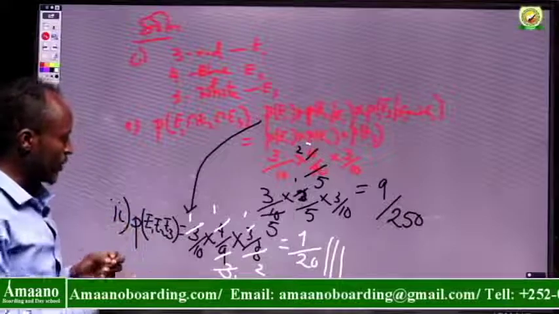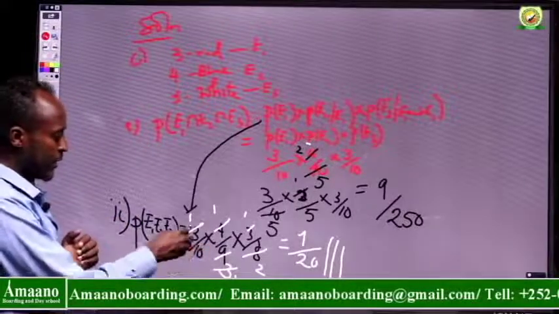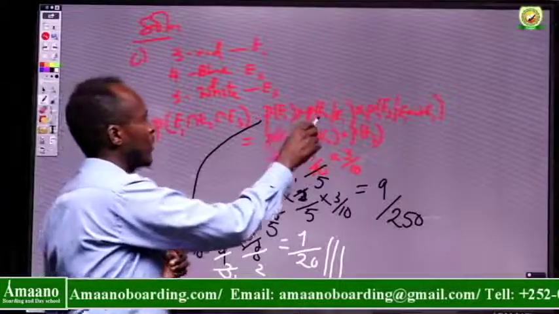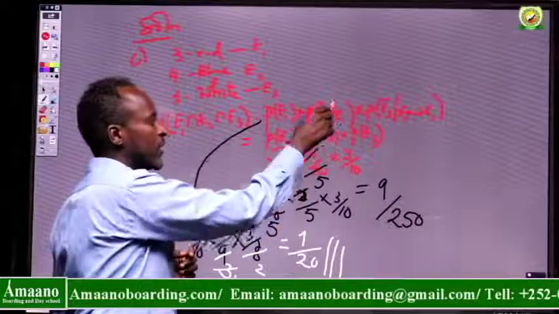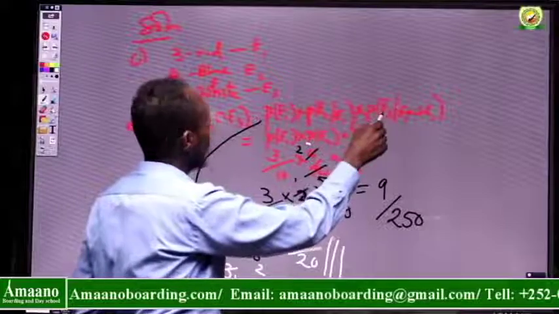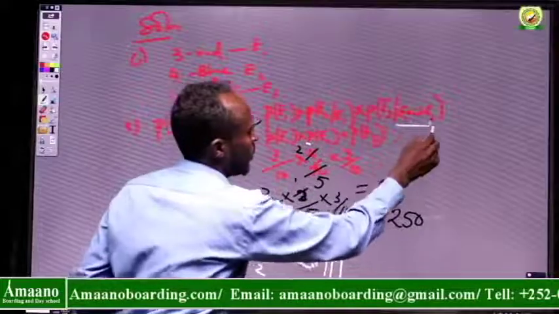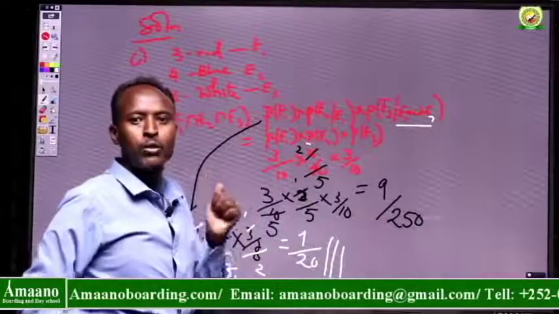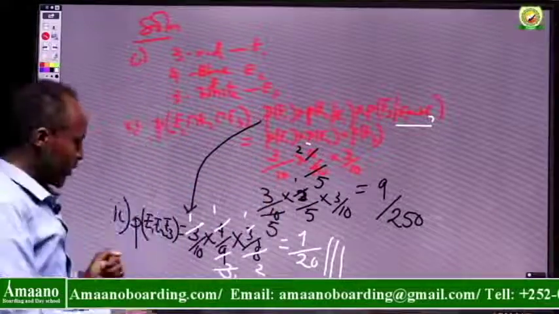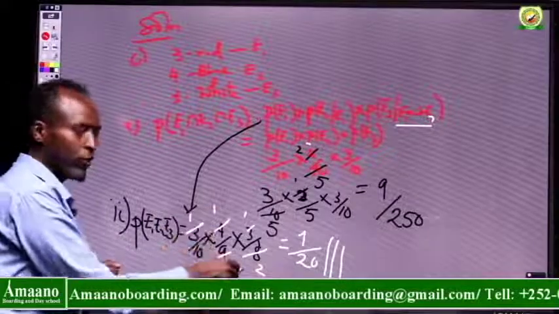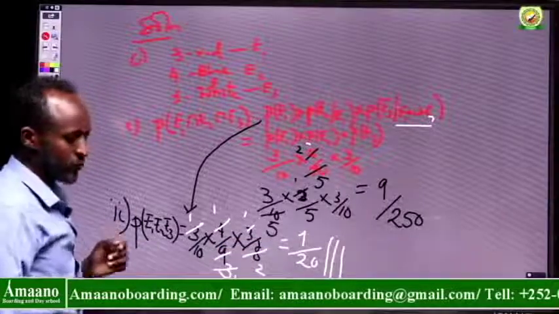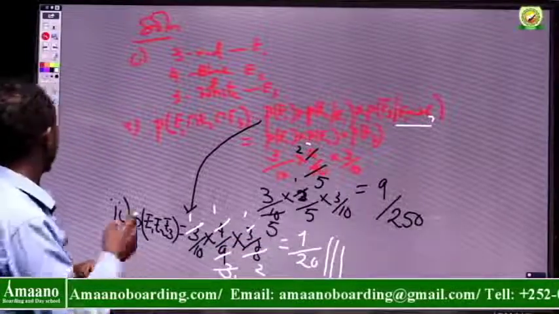In this case, the first ball is 3 over 10. The second ball will be the probability of getting blue second, given that the first one was red. Therefore, the total should be decreasing. This one is the probability of getting the third white, given that E1 and E2 have already occurred. It means the total number of balls should be decreased. It is 3 over 10, 4 over 9, 3 over 8. If we simplify this, we have 1 over 20.